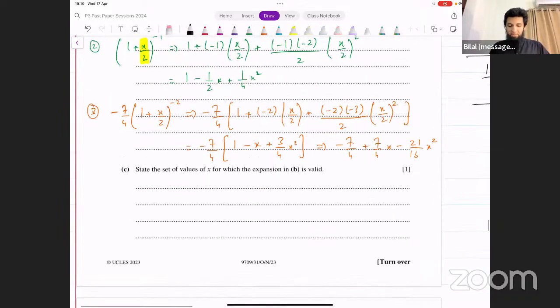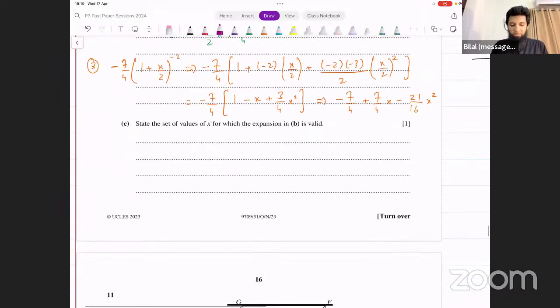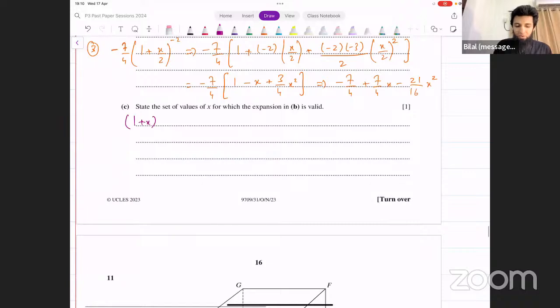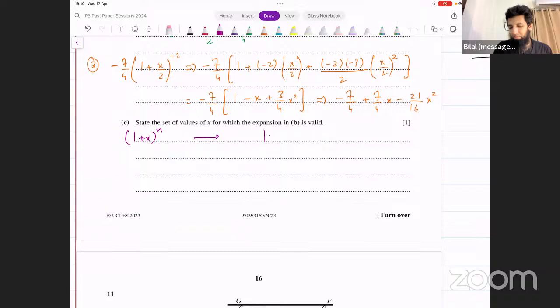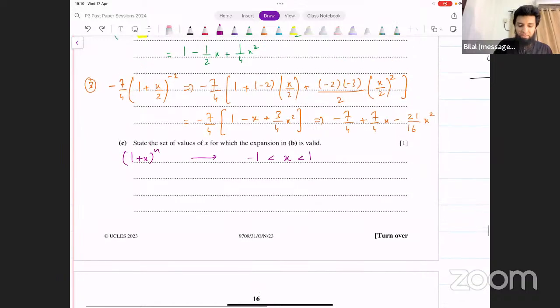Now it says state the set of values of x for which the expansion in B is valid. Now remember the condition that we've got for this. It's written in the formula sheet like this. If you have 1 plus x whole raised to power n, the condition is modulus of x is less than 1. You could write that as x between minus 1 and 1.